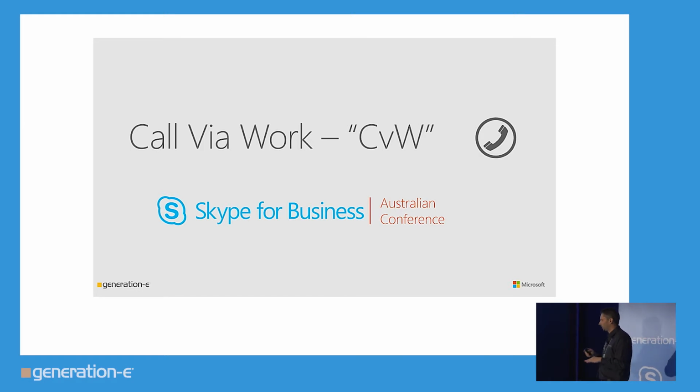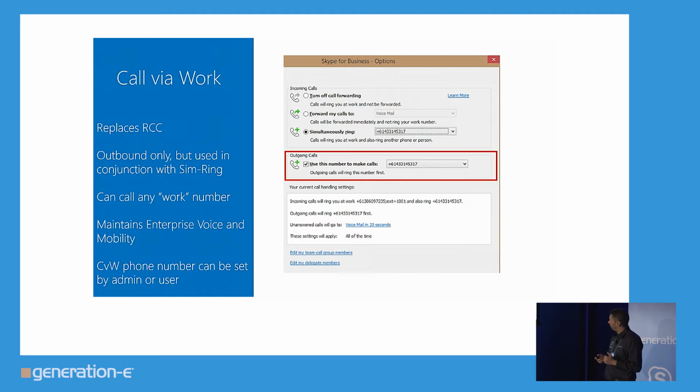So call via work simplifies that in a lot of ways. What it's doing, I'll show you in a diagram in a sec, is allowing you to use that existing device on your desk. In fact, you can use any telephone number to be able to initiate an outbound call.